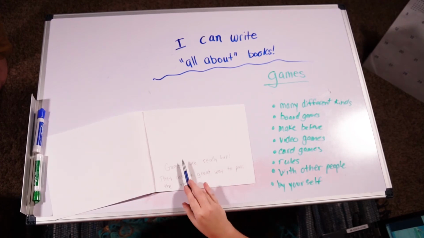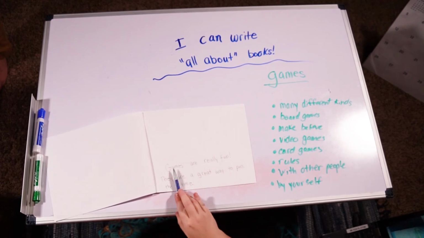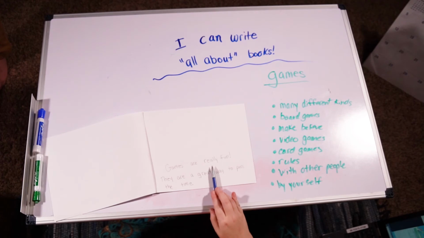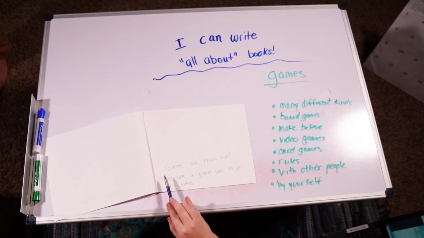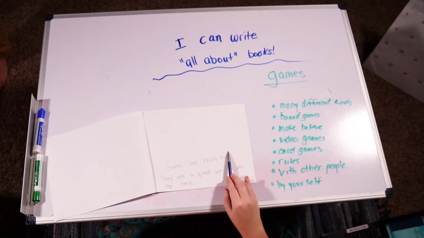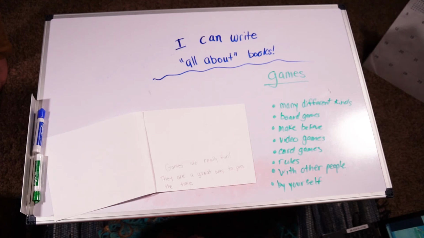Now notice that I did a space in between every word, and I did a capital letter at the beginning of my sentences, and I did some punctuation at the end. I did an exclamation point at the end of my first sentence because I'm not saying games are really fun. I'm saying, games are really fun! And then I did a period at the end of this sentence.